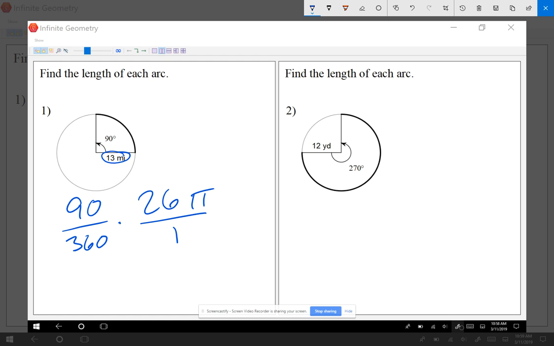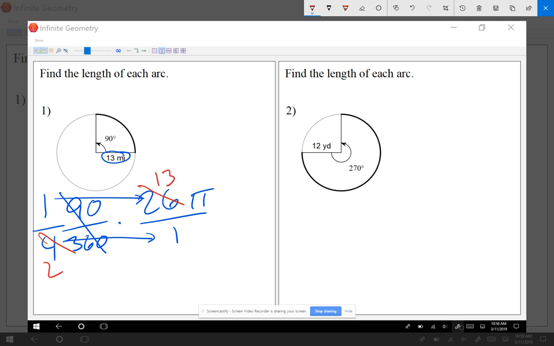Now simplify as much as you can. 90 over 360, let me divide each by 90. So that's going to be 1 over 4. I know I multiply straight across. So that's the only way I cannot simplify it. But the 26 and the 4 I can. Let me divide each by 2.